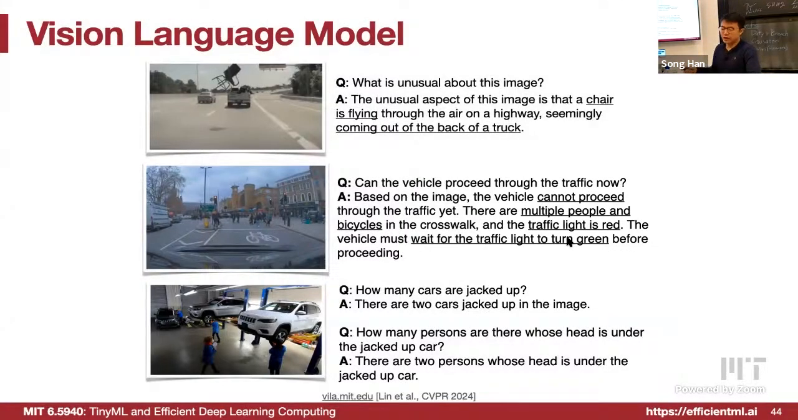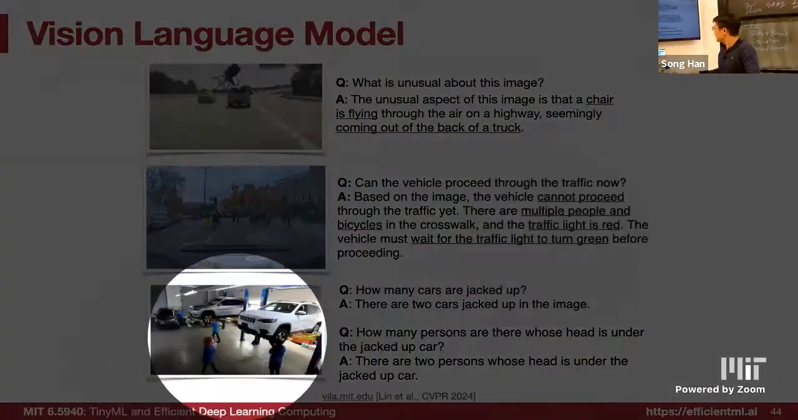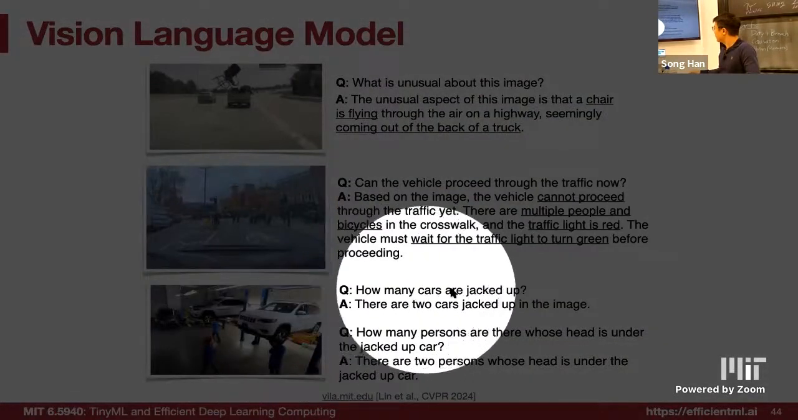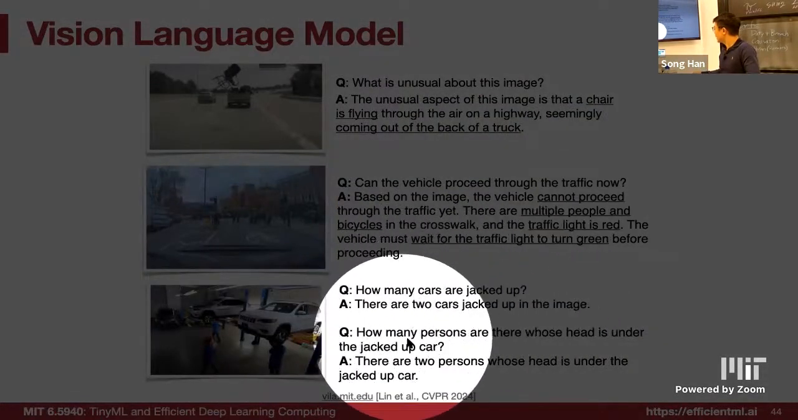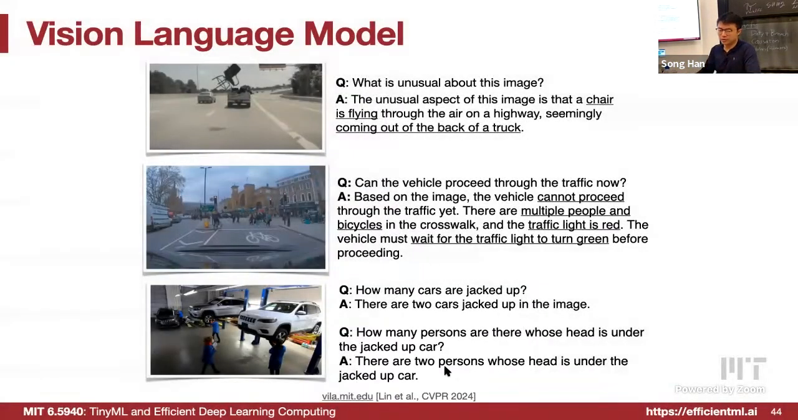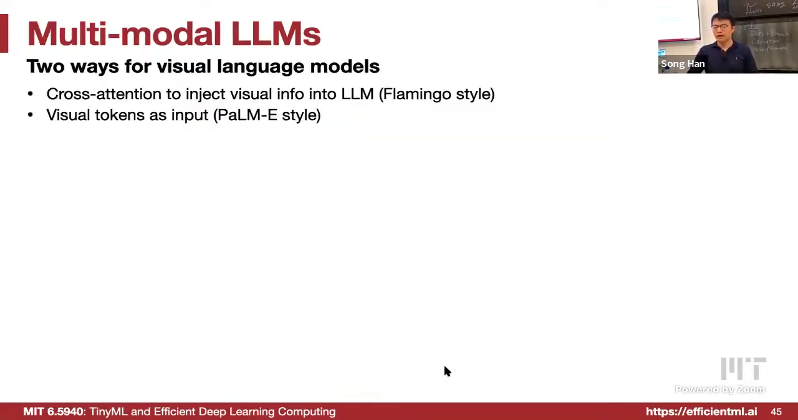And we can also apply those to warehouse. How many cars are jacked up? 2 cars jacked up. How many persons? 2 persons whose head is under the jacked up car. Okay, so we want to do reasoning. We want to understand the world knowledge, and also we want to process both image and language in a single model. So how do we do that?